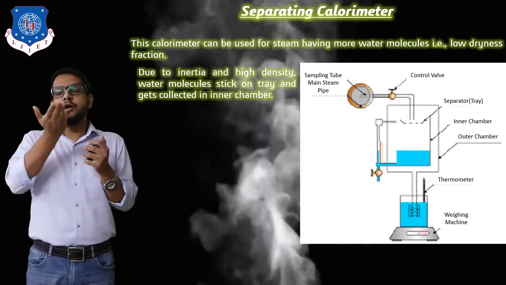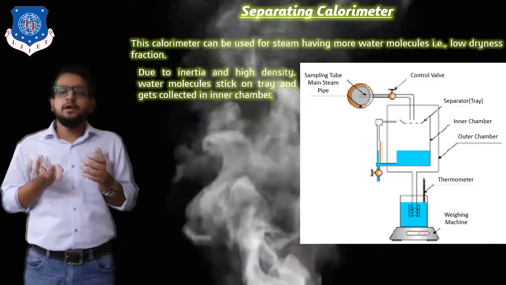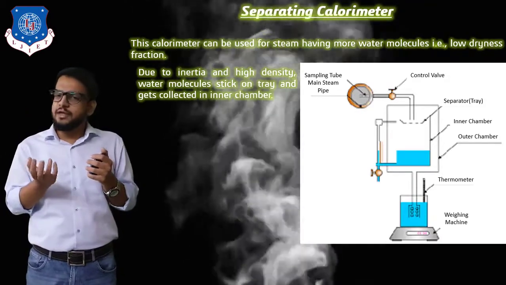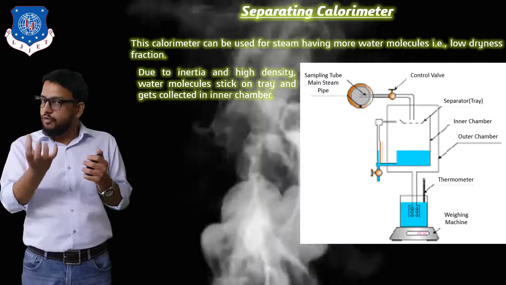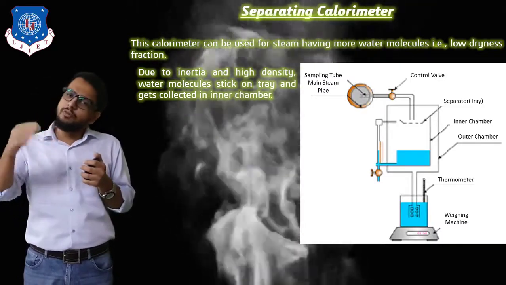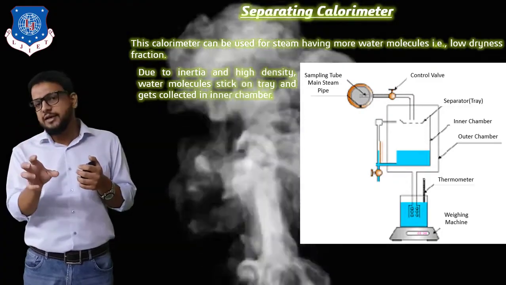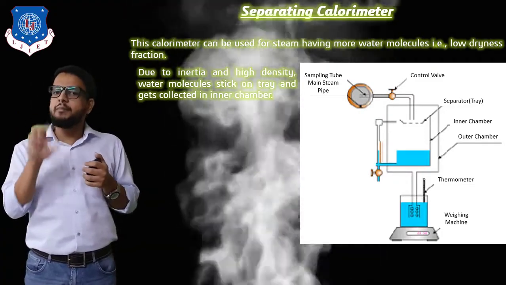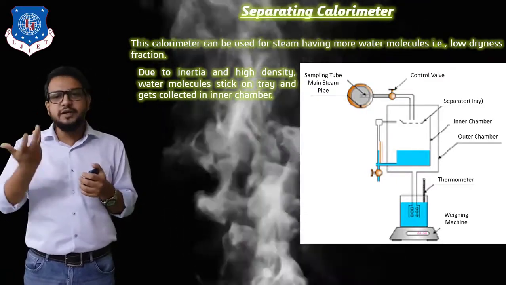This scale provides the height of the water present in the inner chamber. Once the height is known, by using area times height, we can determine the volume of water occupied, and by using the formula density equals mass upon volume, where the density of water is 1000, we can determine the mass of water present inside the inner chamber. So it is very simple.